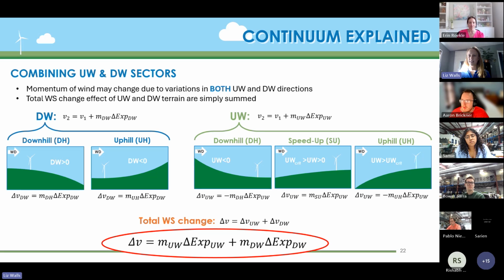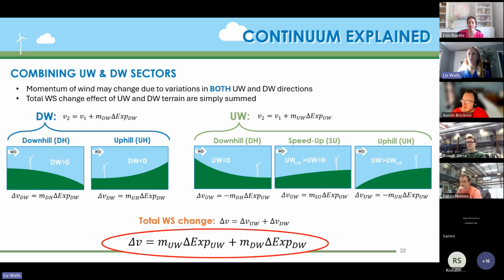Okay, now tying it all together, combining the upwind and downwind sectors. So in the continuum model, we're saying that the momentum of the wind can be affected by what's happening upwind as well as what's happening downwind. And so what we do is we sum the total effect of the upwind and downwind terrain changes to come up with an overall effect on the wind speed.